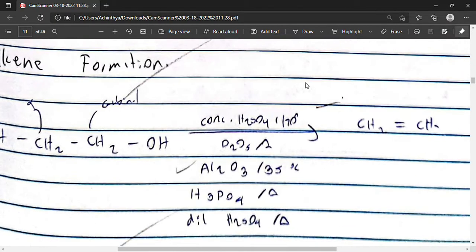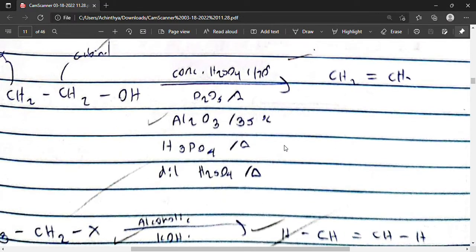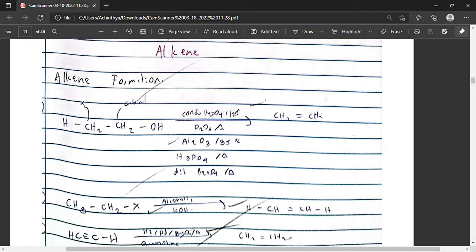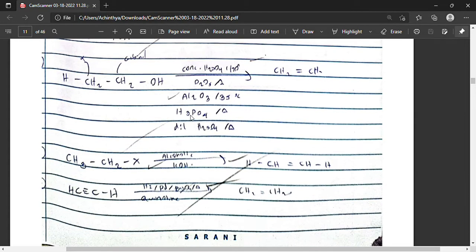We can do this with dehydrating reagents like concentrated sulfuric acid at 170 degrees Celsius, P2O5 with heat, Al2O3 at 350 degrees Celsius, H3PO4 with heat, dilute H2SO4 with heat. The list goes on. Well, actually it doesn't. These are the ones we have.